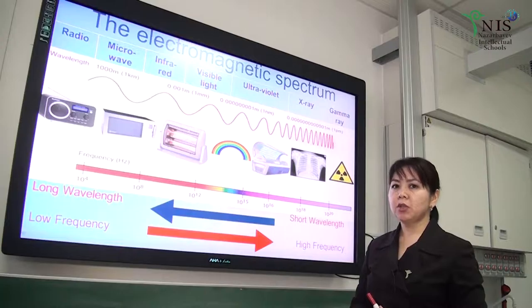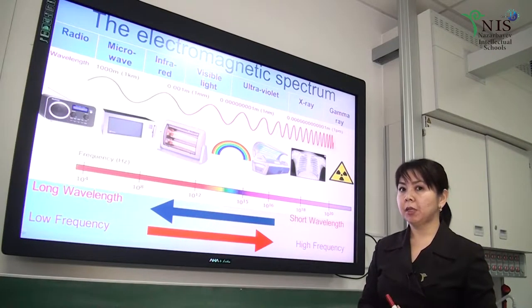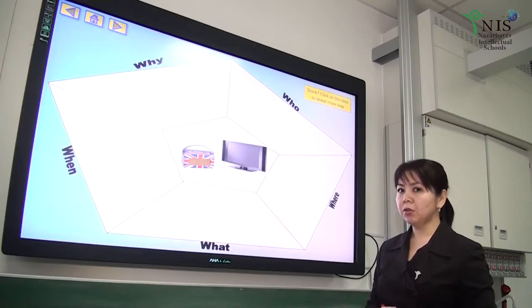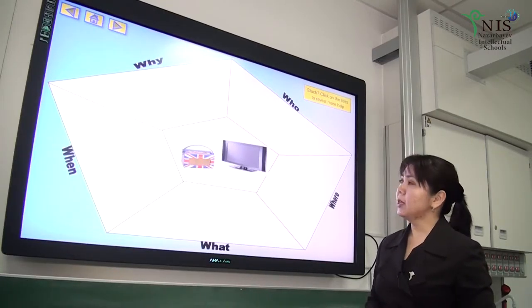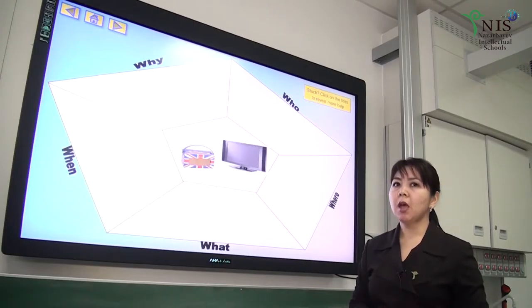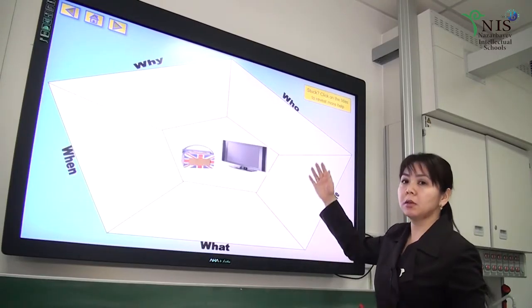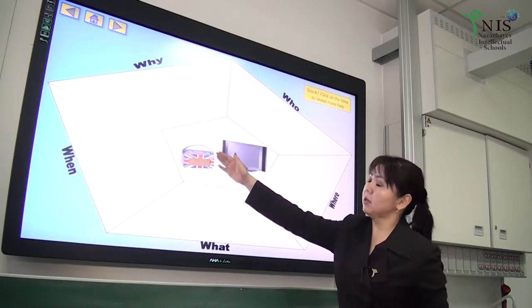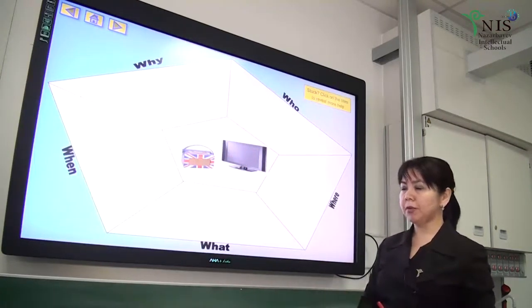Now we are going to research different types of electromagnetic waves. This is a pentagon shape. Your task is to choose one type of electromagnetic wave and research it using the next questions. For example, this is one type of electromagnetic wave.